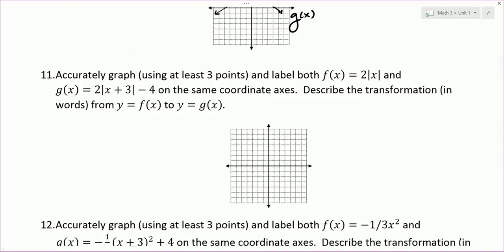Number 11, we want to accurately graph using at least 3 points and label both f of x and g of x, both absolute value functions, on the same coordinate axes, and then describe the transformation in words from f of x to g of x.